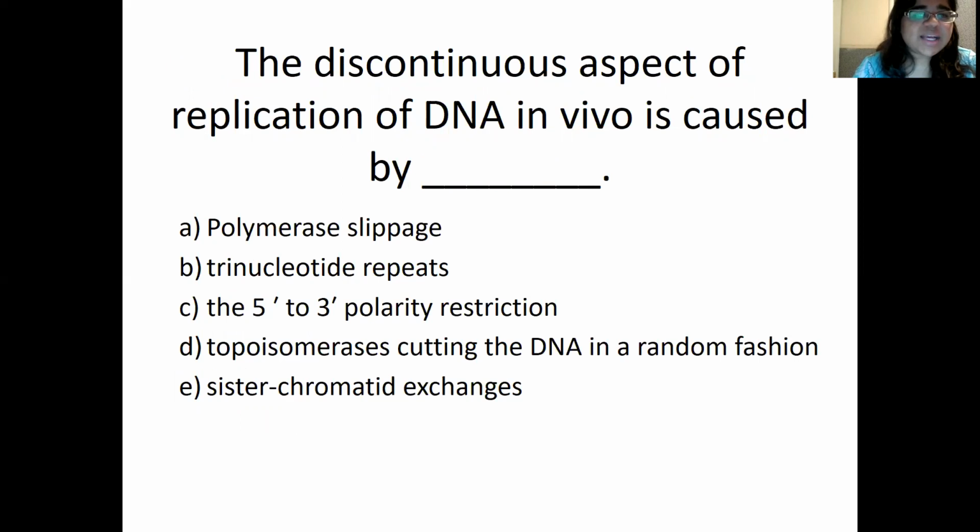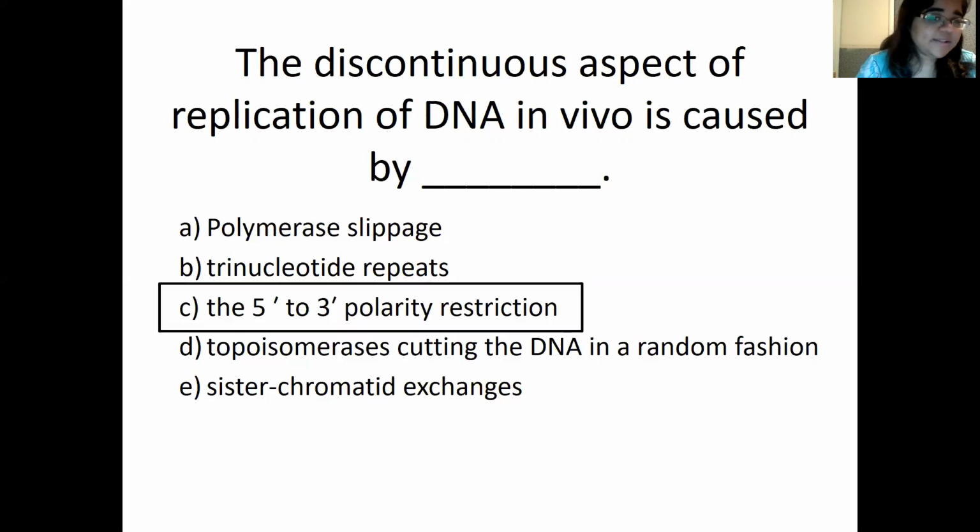The discontinuous aspect of replication of DNA in vivo is caused by what? So what actually causes the discontinuous aspect here? It's because we have a restriction in the synthesis, that it goes from 5' to 3', right? So it goes from adding on to the 3'. It is restricting the polarity there. So the answer to this guy is C.